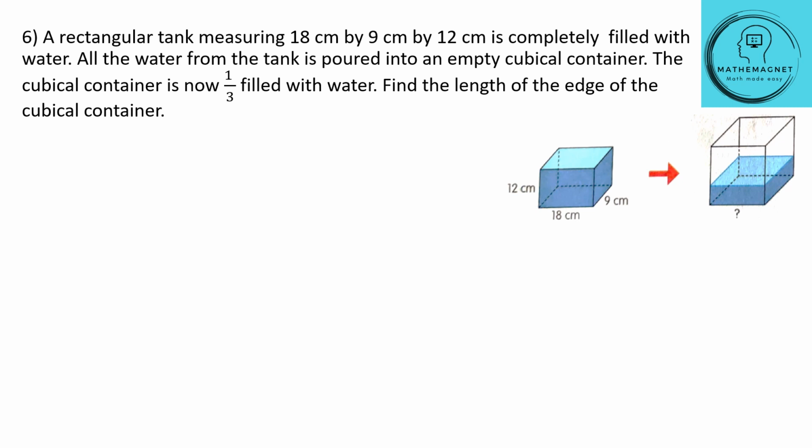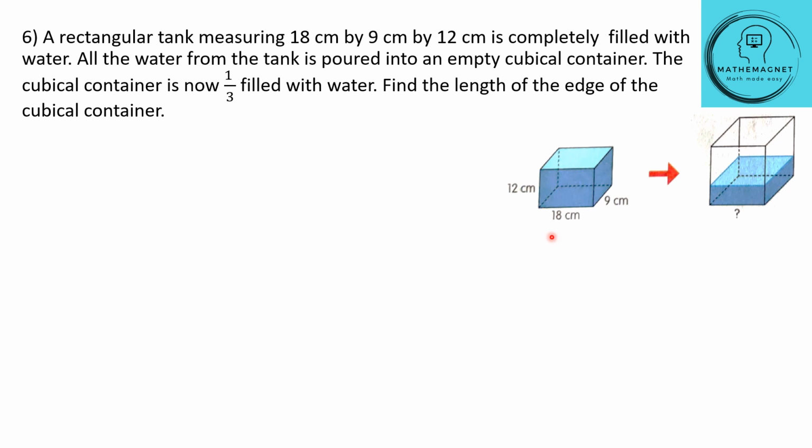Now this is the image that they have given. Here in this rectangular tank, the measurements of the edges are given, and they are saying the water is completely filled in this tank, and when you empty this water into this tank, it gets only 1/3 filled. This is a cubical tank, and this is a rectangular tank. Now they are asking us to find the length of the edge of the cubical tank. We know that in a cubical container, all the edges measure the same.